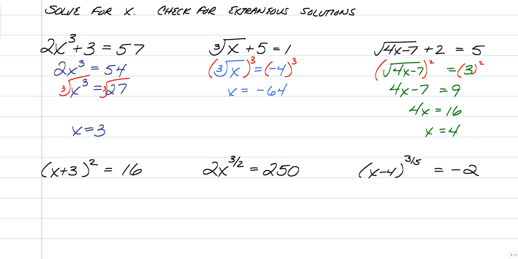And then, of course, you would plug it back in to double check to make sure that you did everything correctly. So 4 times 4 is 16, minus 7 is 9. Square root of 9 is 3, plus 2 is equal to 5. So that entire row works out just perfectly.